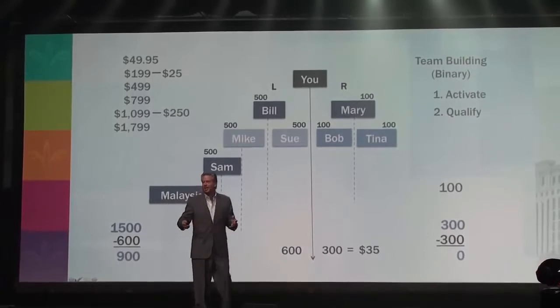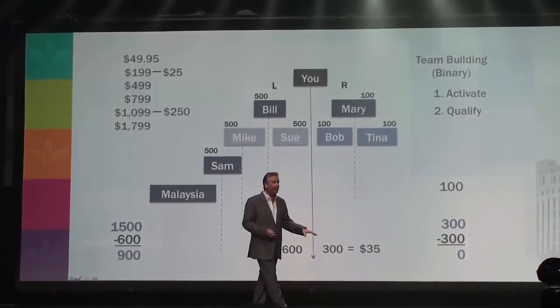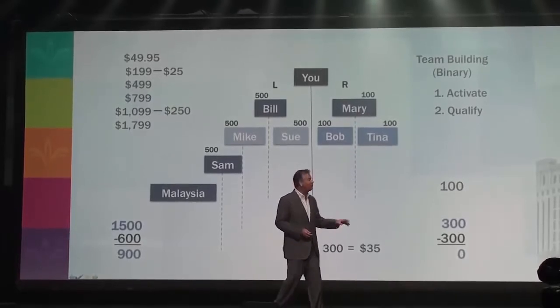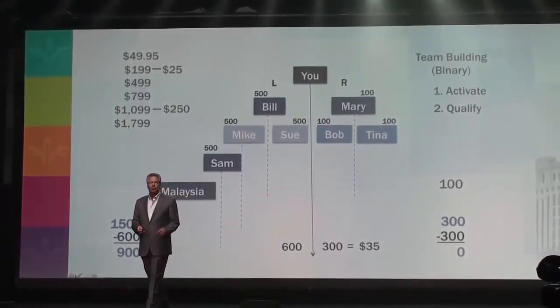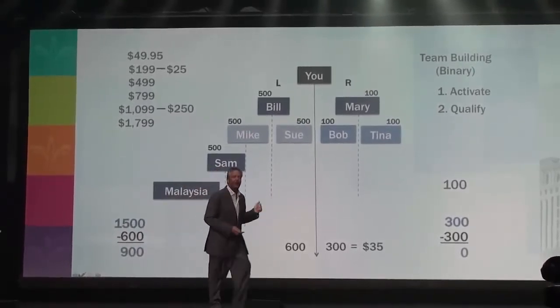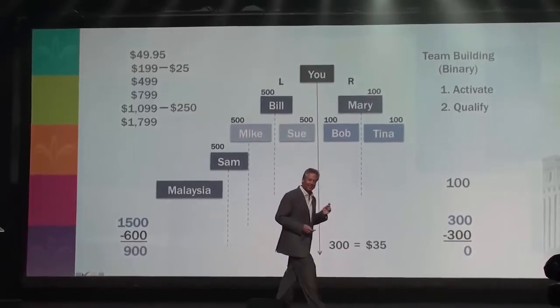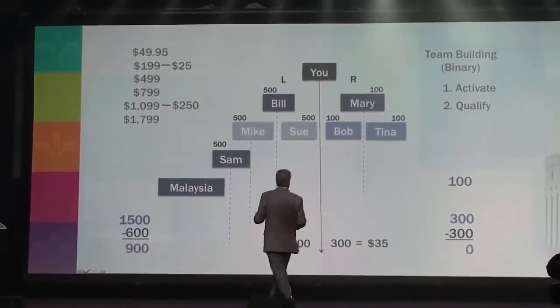What would you do in this case? Build your right team. Have you all figured it out? Hey man, for every 300 points your right team generates, 35, 35, 35, 35, 35, 35. I like that. Don't you all like that? 35, 35, 35. And that's what happens here.